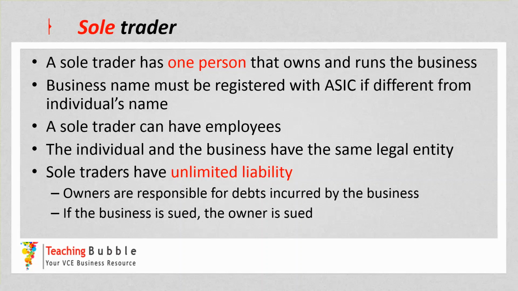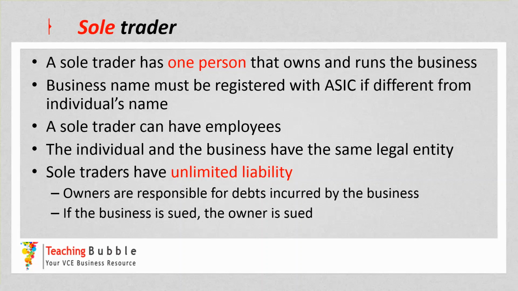The business name must be registered with the Australian Securities and Investments Commission if it's different from the individual's name. So if I want to start a business and call it John Mitchell, I could, and I wouldn't need to register that name. However, if I wanted to call it something else, I would have to register it with the ASIC. Now, a sole trader can have employees. It's really common for people to think that a sole trader is just one person, which it may be, and it often is, just having one person that runs the business and is the only one that works in the business. However, they can have employees within that business, and they just need to meet the regulations of employing employees, like paying superannuation and all those types of things.